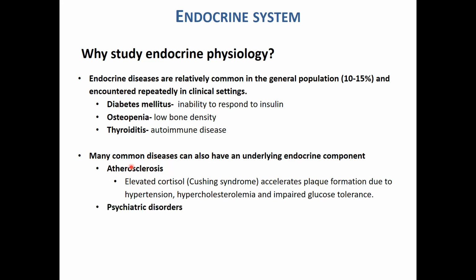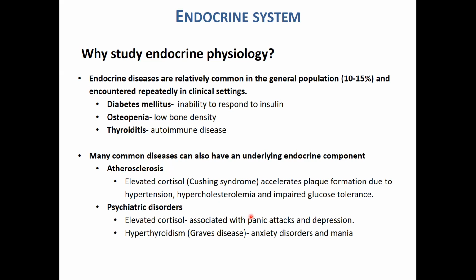There are also many psychiatric disorders which have an underlying endocrine component. For example, again, elevated cortisol. People with Cushing's syndrome often have panic attacks and depression. There are also people with hyperthyroidism, such as Graves' disease, which we're going to talk about a little bit later. Most of these patients have anxiety disorders and mania. And finally, there's hypothyroidism, which has an opposite effect, so you have attention deficits and depression.